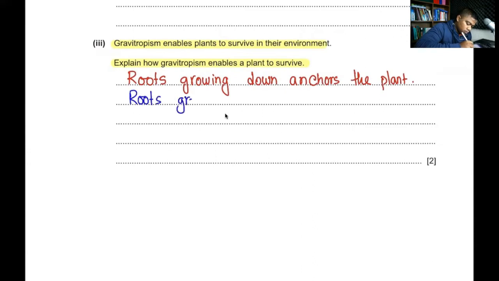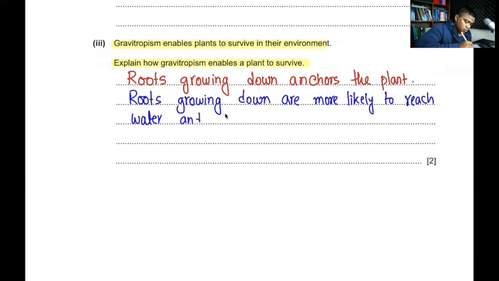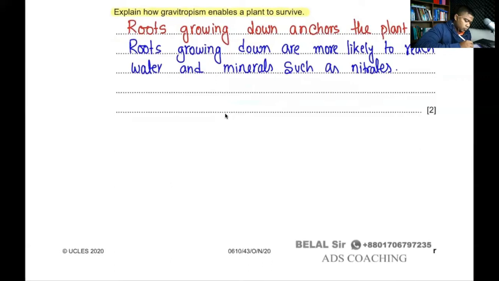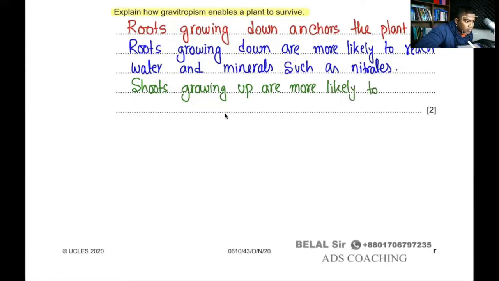Roots growing down are more likely to reach water and minerals such as nitrates. Shoots growing up are more likely to reach light.